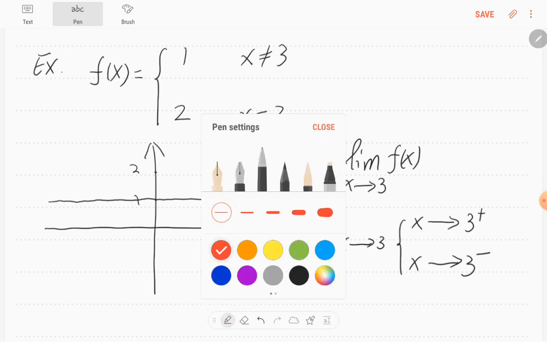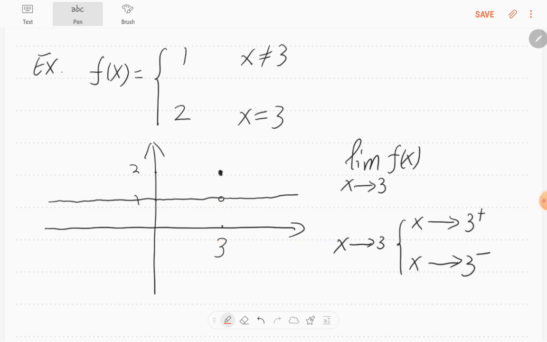So now let's look at when x approaches 3 on the right side of 3. So the red arrow denotes the x values. Okay, this is the 3 plus, right? Approaches 3 plus. And this is the 3 minus. But pay attention here. We care about the f values, not x values.